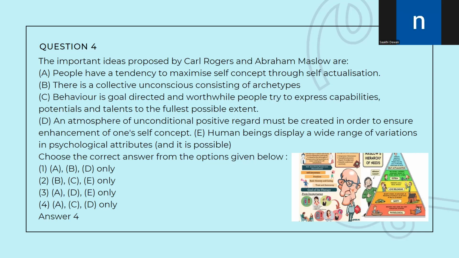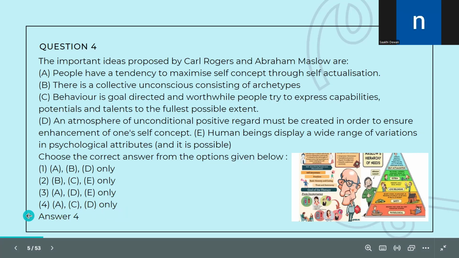Then the fourth statement given to us is an atmosphere of unconditional positive regard must be created in order to ensure enhancement of one's self-concept. So this was a statement given by Carl Rogers. Carl Rogers also gave us the client-centered therapy. Under that also, he reiterated the need for unconditional positive regard. Then last statement given to us is human beings display a wider range of variations in psychological attributes. So this statement was not given either by Rogers or Abraham Maslow under the humanistic perspective. So the three statements that we can consider to be given either by Rogers or by Maslow are the first, third, and the fourth options. So when we refer to the given options, the fourth, that is A, C, and D, is the correct answer.